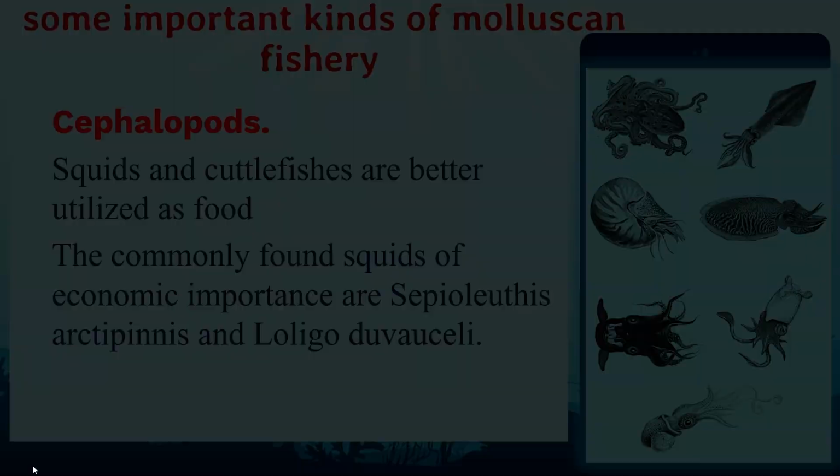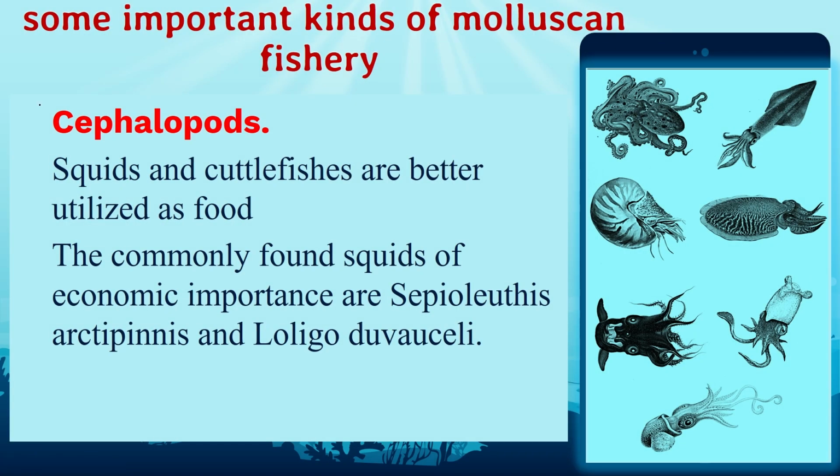When we see the cephalopods, they are provided with arms surrounding the head region. These arms represent the foot and help in locomotion. Both squids and cuttlefishes are better utilized as food than gastropods. The cephalopods have an internal shell, but no trace of shell is in existence on the outer surface of the body.